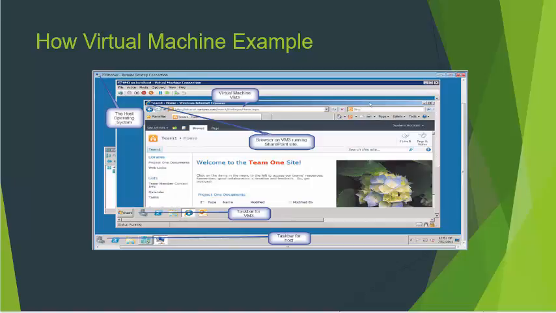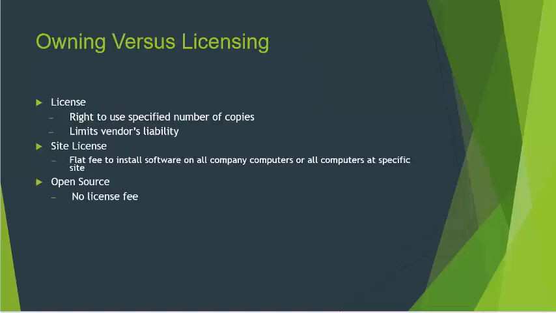Next thing I want to talk about is the difference between a license and a site license. When you purchase a program, you may not actually own it. What you're actually doing is purchasing a license, or a right to use the program. There are also some end user agreements that might limit the vendor's liability in terms of what that software might do to your physical hardware or your data.